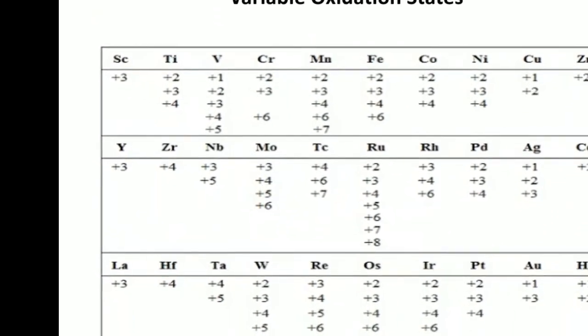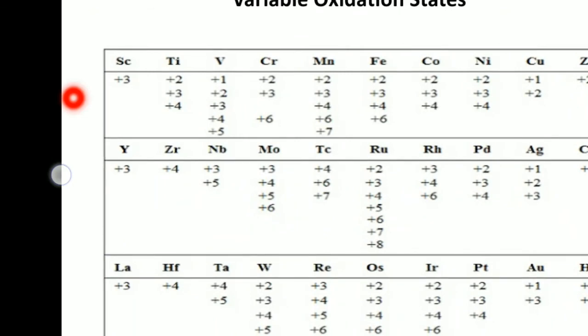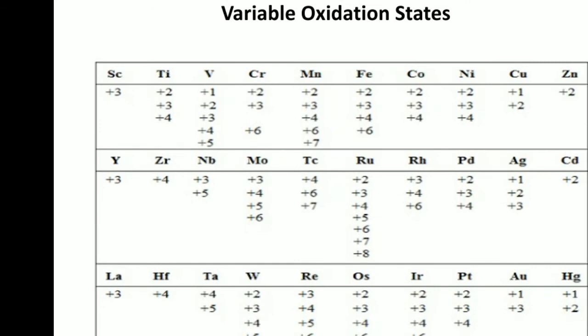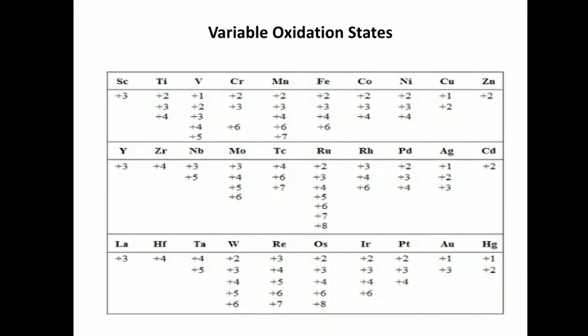The first elements of these series, in the 3d series, scandium shows the +3 oxidation state. That means it loses all the electrons present in its ns and (n-1)d levels. Similarly, yttrium also gives the +3 oxidation state, and lanthanum also gives +3. In this way, the elements of the d block show different oxidation states.